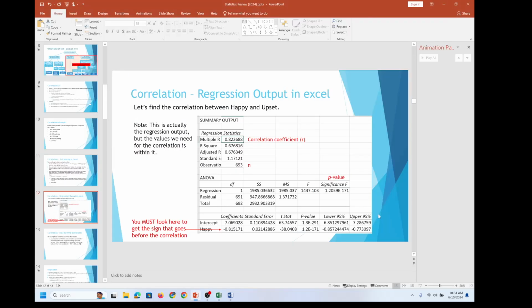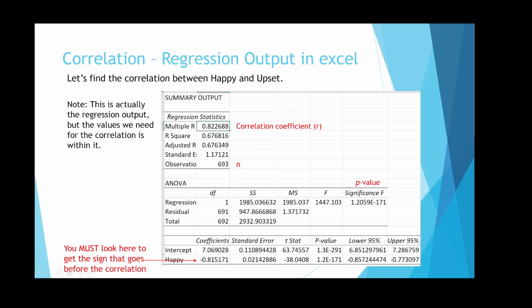Okay, now everything I just showed you is on this slide. So yeah, this is the regression output, just an image of it. We have our correlation. This is our sample size where you see Observations, 693. We had data from 693 people. The symbol for sample size is n, lowercase n. And then I point out you have to look at this sign right here and this p-value over here.